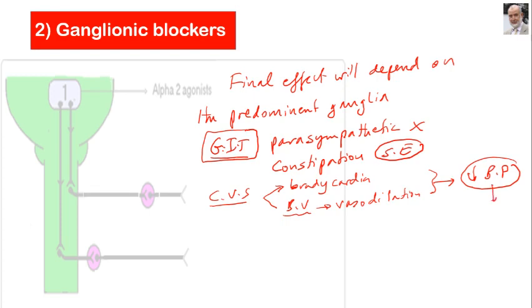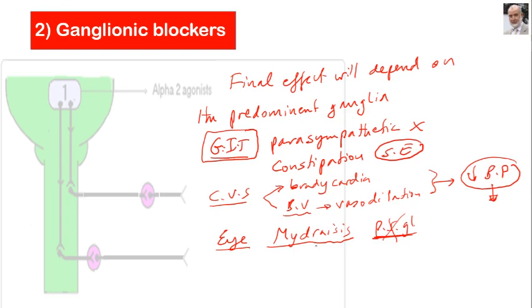Okay, and this is one of the applications of ganglionic blockers, to decrease blood pressure in certain conditions, as you will see later. Okay. Now, for example, on the eye, it produces mydriasis. Why mydriasis? Because the parasympathetic ganglia is the predominant on the eye. Parasympathetic produces miosis. If we block the parasympathetic, what will be left? The sympathetic, which produces mydriasis, dilatation of the pupil.